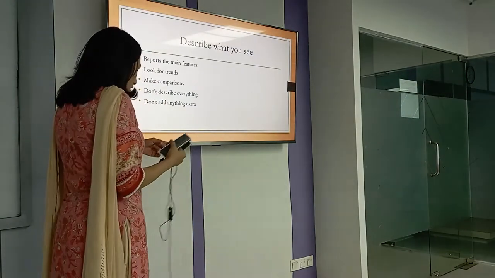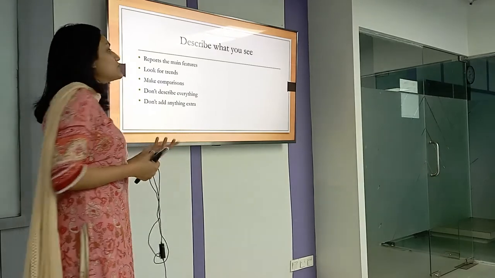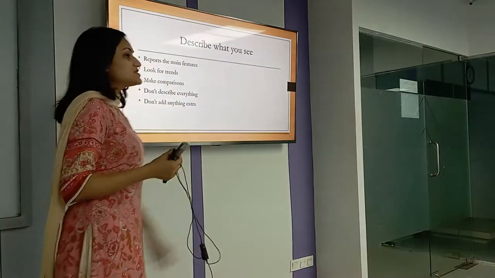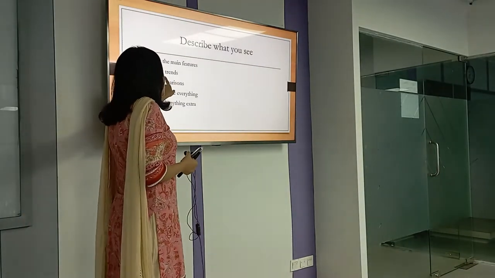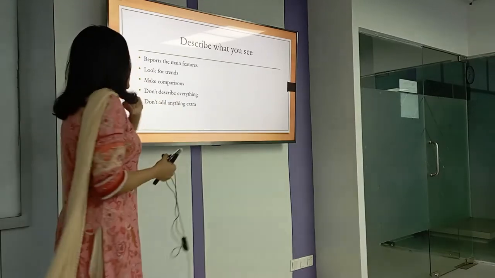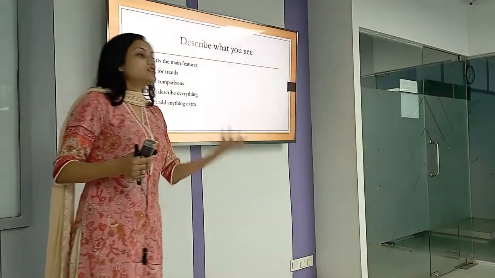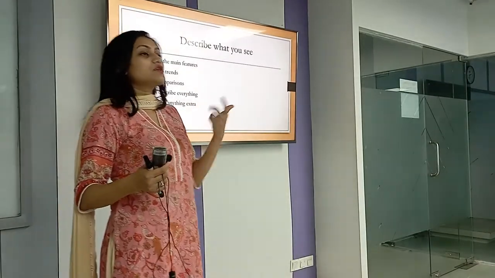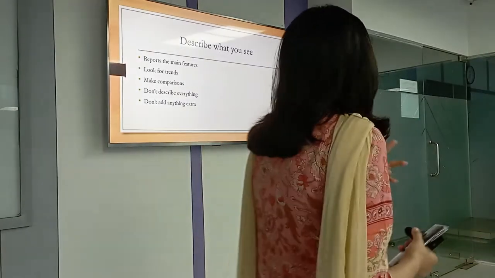So, usually, what we do in a chart analysis, the chart is usually keyword. We usually report the main features, check what are the main features in that chart, and we look for the trends. What the trend means, we come to that part later. And then we make comparisons, of course. Charts are to make comparisons. Right? A chart can be more about comparing a few things. So comparison is important for us.